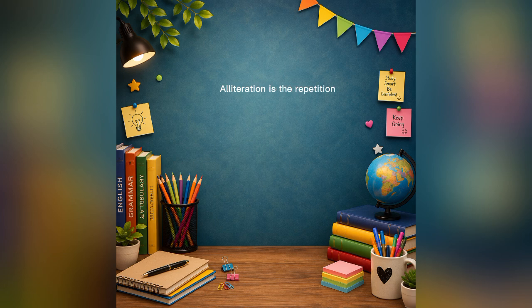Alliteration. Alliteration is the repetition of the same consonant sound at the beginning of nearby words. Examples: Peter Piper picked peppers. Busy bees buzzed. Silly snakes slither silently. Alliteration creates rhythm and makes expressions memorable.